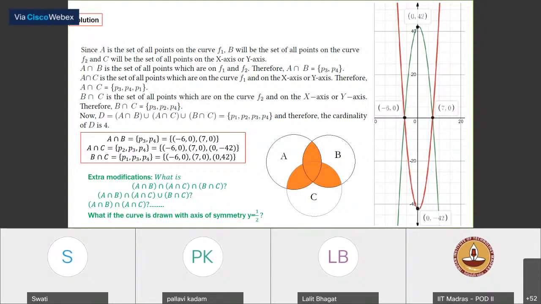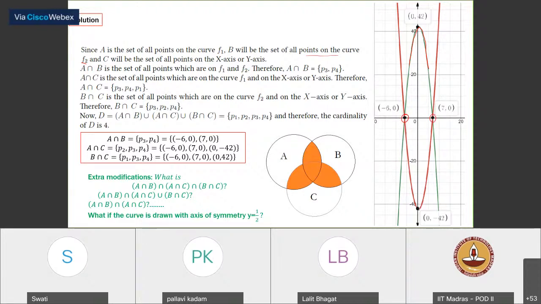So where was I? Since A is the set of all the points on the curve F1, and F1 is this red curve, and B is the set of all the points on the curve F2, which is the reflection, that is this green curve. C is the points on the x-axis and the y-axis. So one x-axis point was here. I just drew it in Desmos.